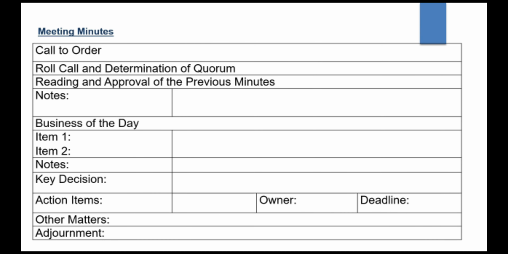The business of the day is simply called the main topic that needs to be addressed during the meeting. And the other matters, or the AOB, is where to discuss the last item on the agenda, which is to discuss other relevant and important business.